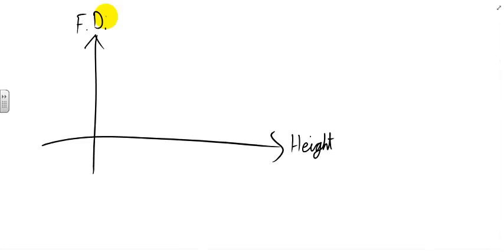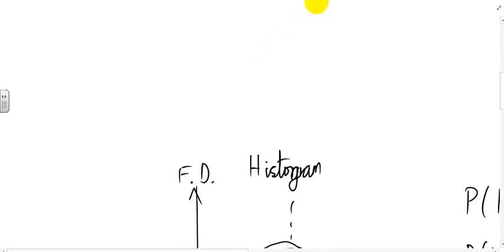You should pause the video and think what the graph will look like, or if you can't remember, maybe have a quick flick through the histogram section in the statistics textbook or your notes before you continue the video. Okay, I hope you had a think about that. The graph should look something like this.